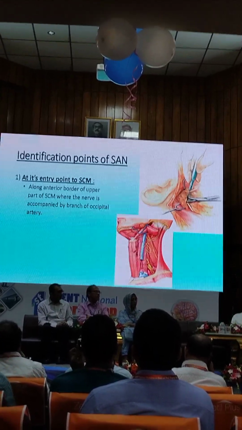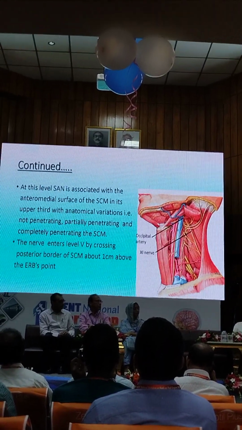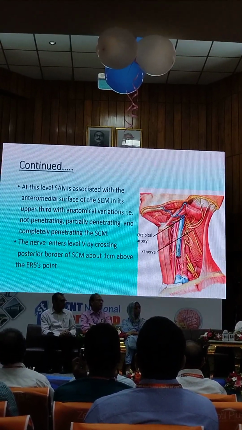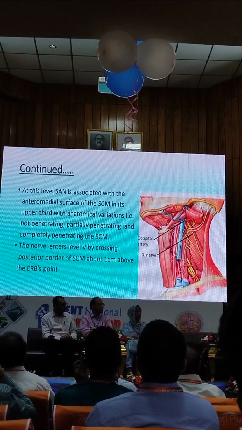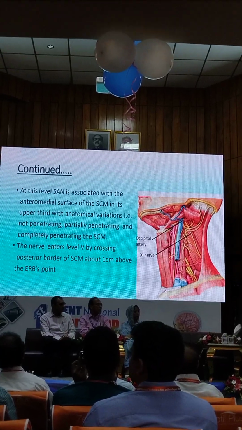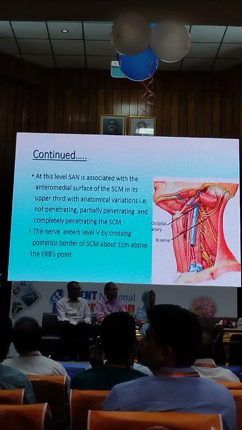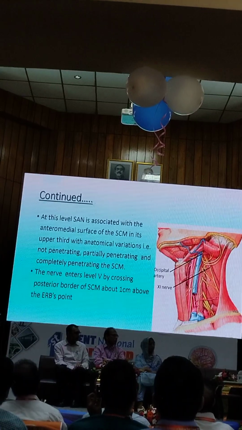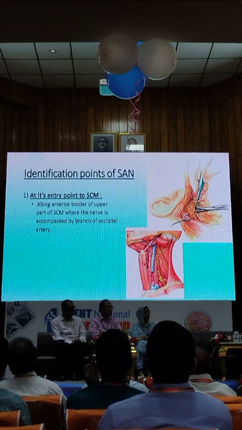One of the important things is that at this level, the spinal accessory nerve is associated with the anterior medial surface of the sternocleidomastoid muscle in its upper third, with anatomical variation: not penetrating, sometimes partially penetrating, or completely penetrating. The nerve enters level 5 by crossing the posterior border of the sternocleidomastoid about 1 centimeter above the arch point. Now the identification points of the spinal accessory nerve during surgery.